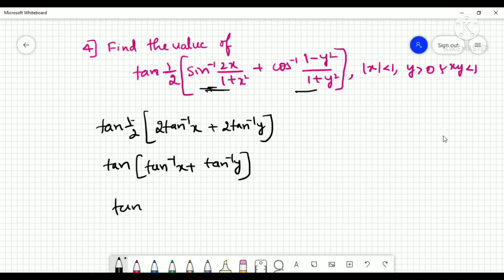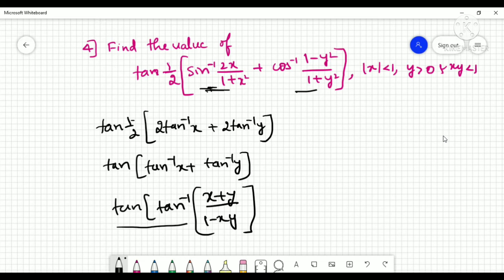Now tan of, what is tan inverse x plus tan inverse y? Tan inverse x plus y by 1 minus xy. Now tan of tan inverse theta is equal to theta, that is x plus y by 1 minus xy. This is the answer.